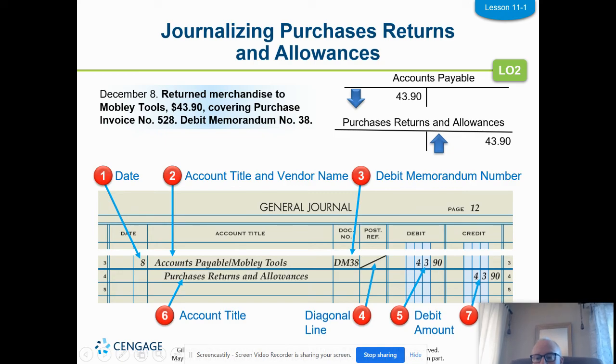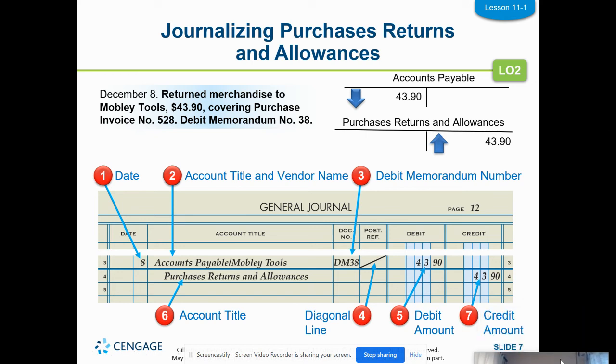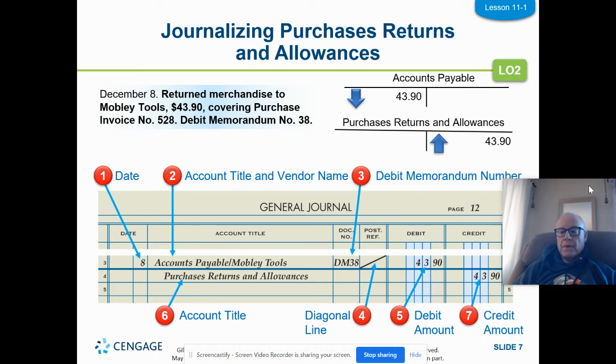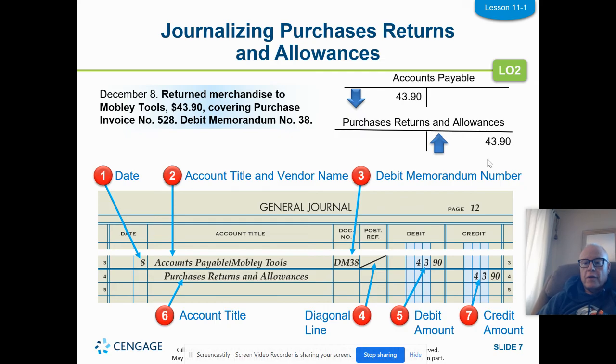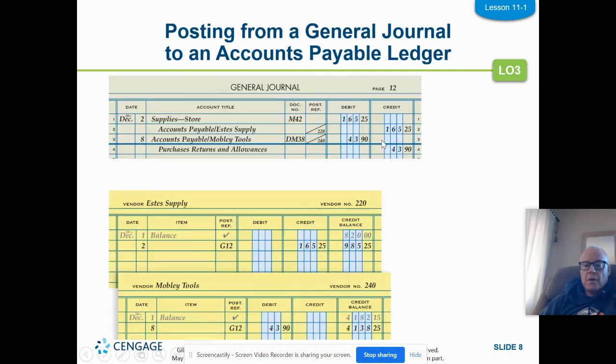And I think I'm cutting off the word credit there. There we go. All right. There's my picture, moving that out of the way. All right. Okay. So what does that look like from a general ledger standpoint?